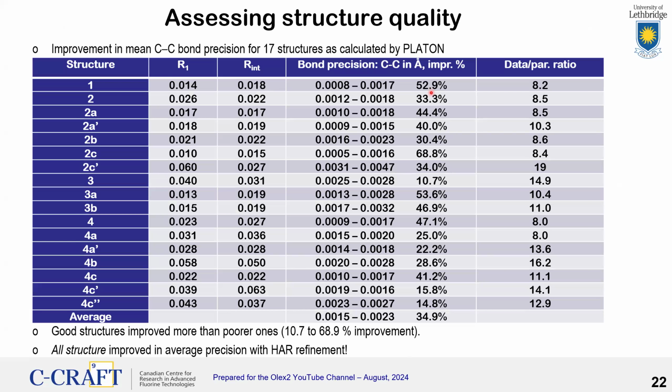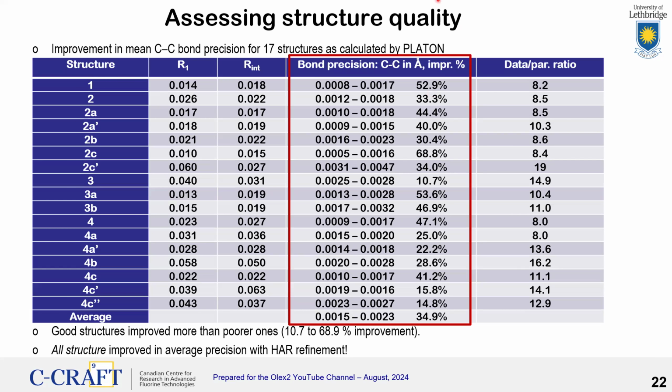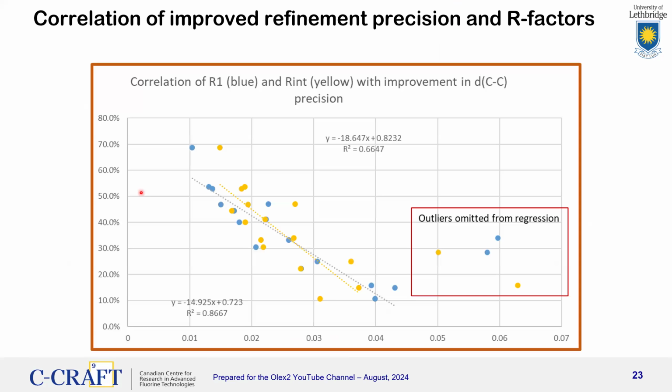So here is the tabulation of the bond precision improvement, again using carbon-carbon, the most abundant bonds in these structures. And we see here from 11 to 70% improvement. And here we see the data to parameter ratio and both the R-int and the R1. And again, all the structures improved, none of them got worse. And you can correlate the degree of improvement up on the left here with the R's. In this case, the yellow ones are the raw data R values and the blues are the final model R values, but they basically follow the same line.